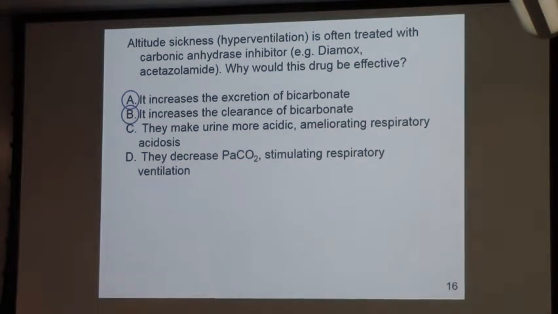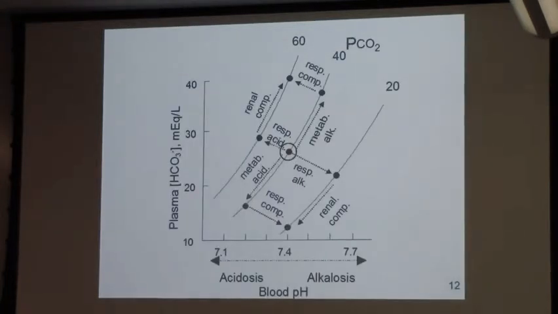Let's go back to the Davenport diagram. Here's hyperventilation. The renal compensation for hyperventilation is to try to lower plasma bicarbonate, moving along this curve, lowering plasma bicarbonate, increasing excretion of bicarbonate, right? If we are lowering plasma bicarbonate, we're excreting more bicarbonate. So going in this direction is more bicarbonate excretion. The kidneys do this by themselves. That's one of the responses to hyperventilation. And the drug accelerates, and gives another mechanism for that.